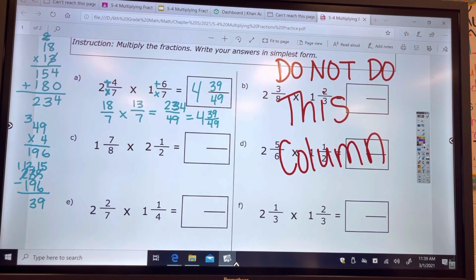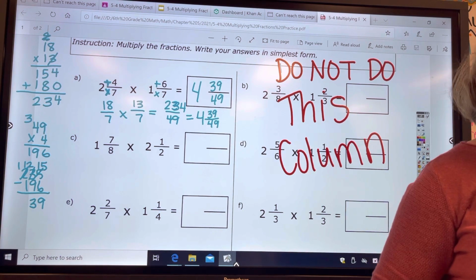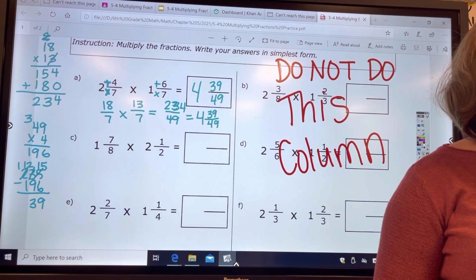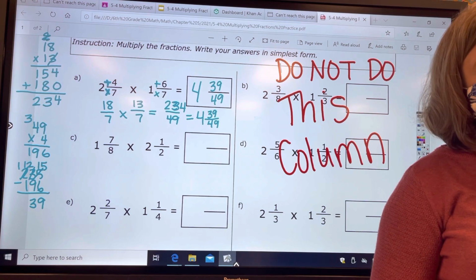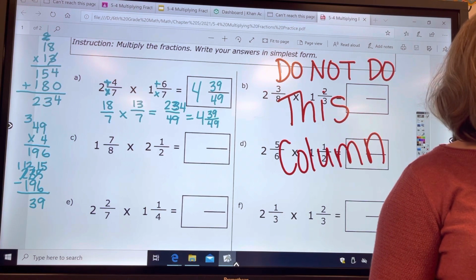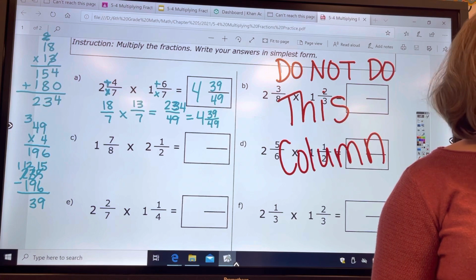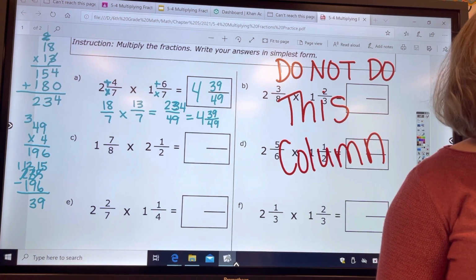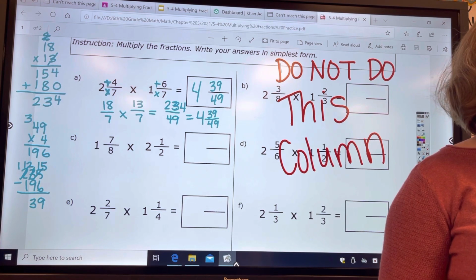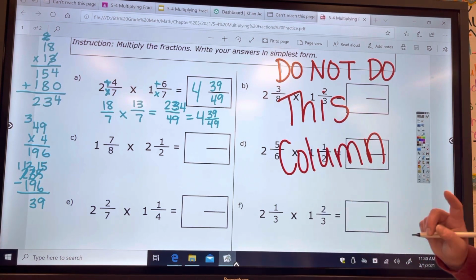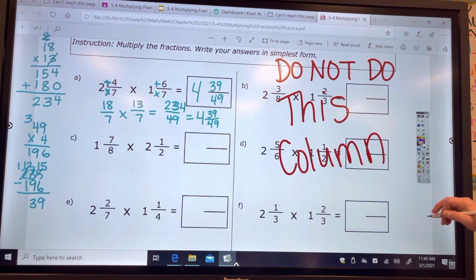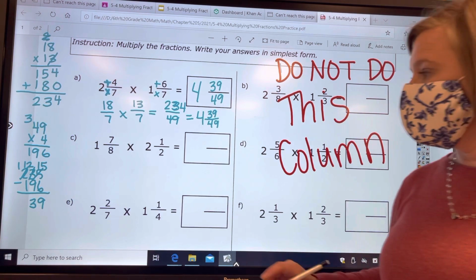Are they all like that? I just gave you a heart attack, didn't I? It's big numbers, isn't it? But guess what? You only have 6. And we're going to do 2, maybe 3 together. So let's do, you work on A and C, and I'm going to work on them up here so that you can check your work behind me, okay?